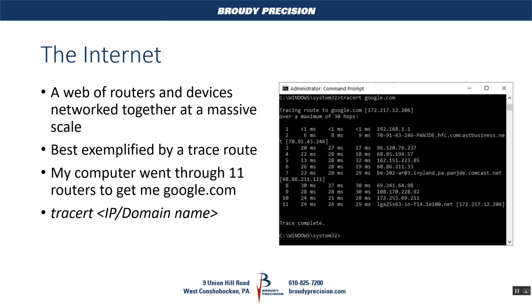Well, what is the internet? The internet is essentially just a massive Ethernet network. It's a web of routers and devices that are networked together at a huge scale, and it's best exemplified if you look at something like a traceroute, which is a way that you can look at the network traffic between you and a server or a device out on the internet.